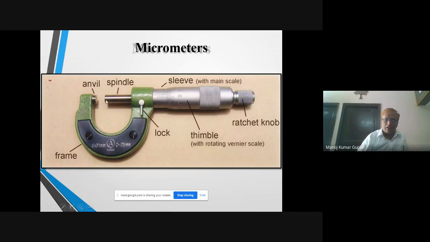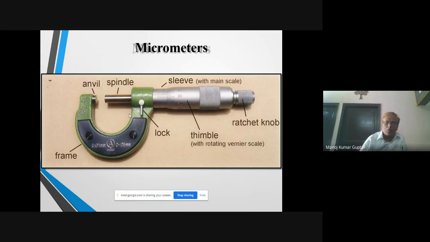This is the anvil, and this part is known as the spindle. And the least count is also written on this. The range is also written. We can measure 0 to 25 millimeter, and the least count is 0.01 millimeter. On every instrument, the least count and range are written. You can see the instrument and check what the least count and what the range is.